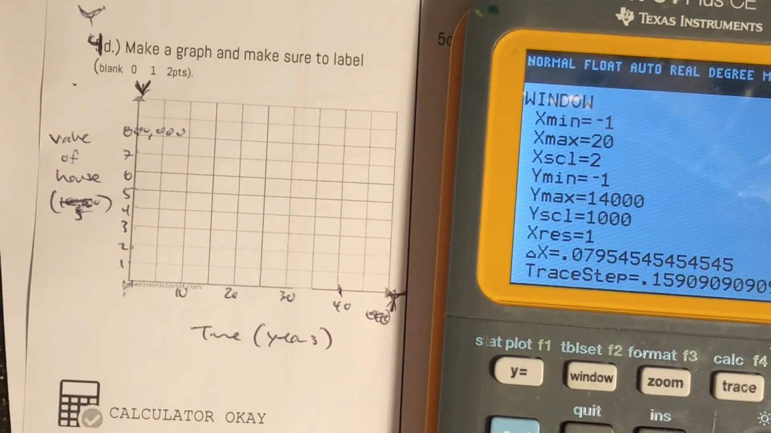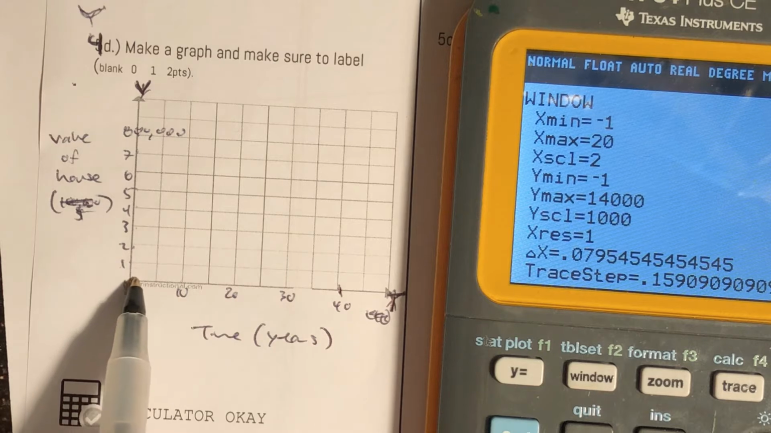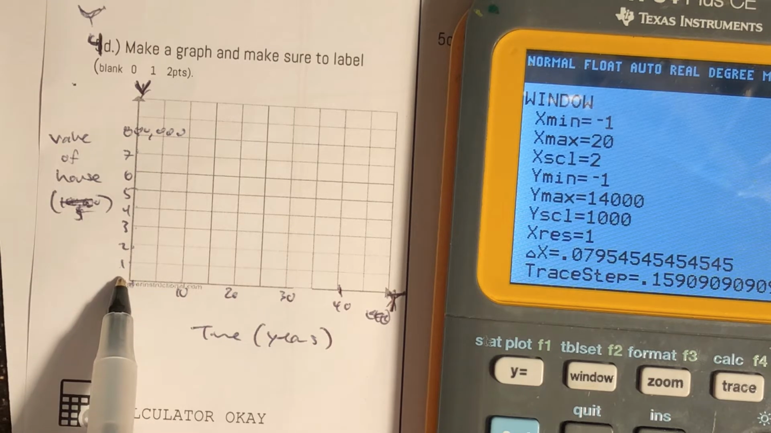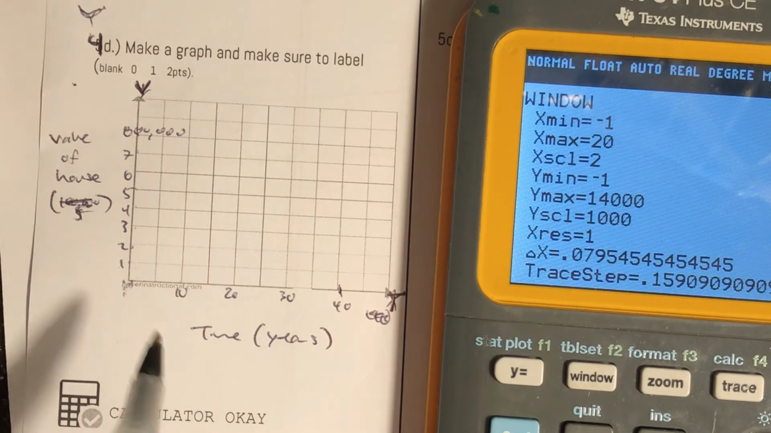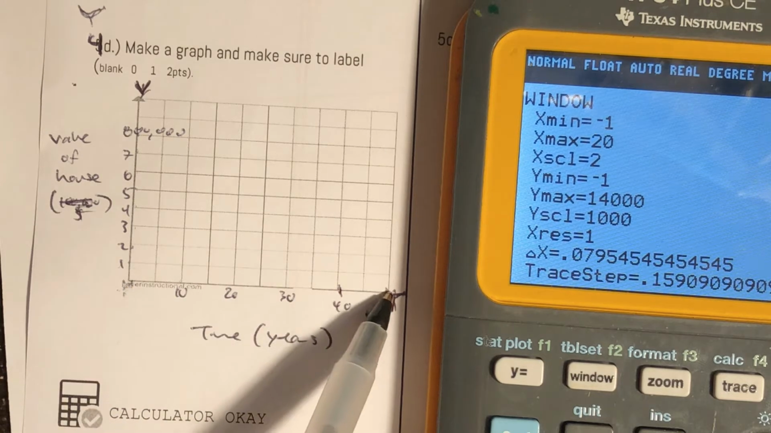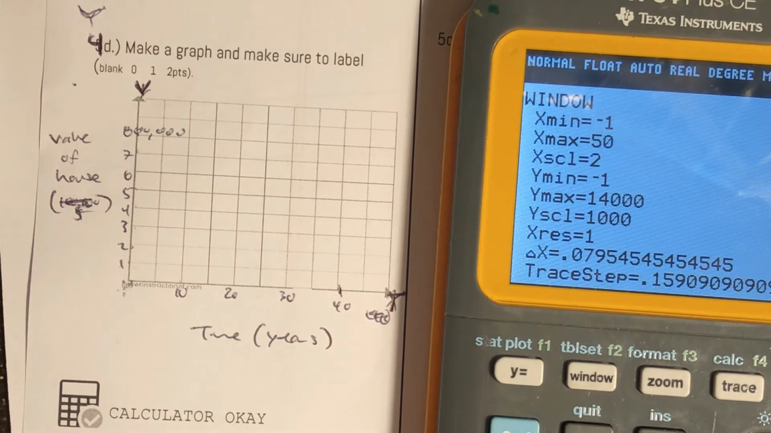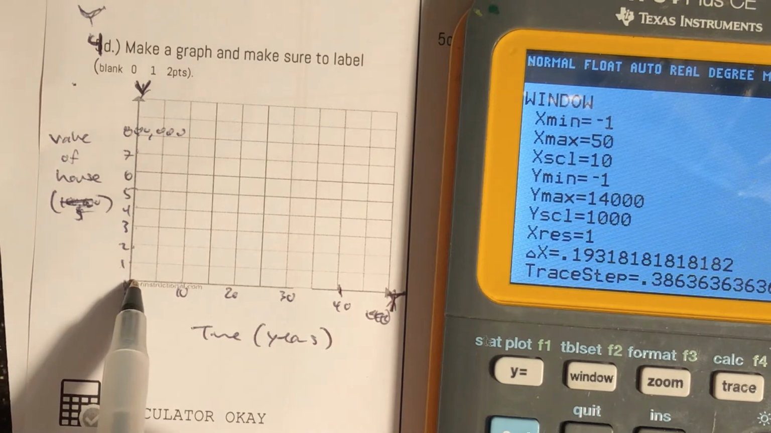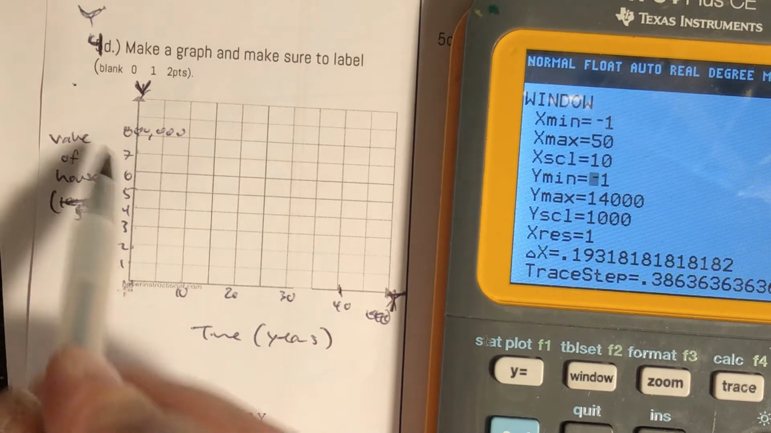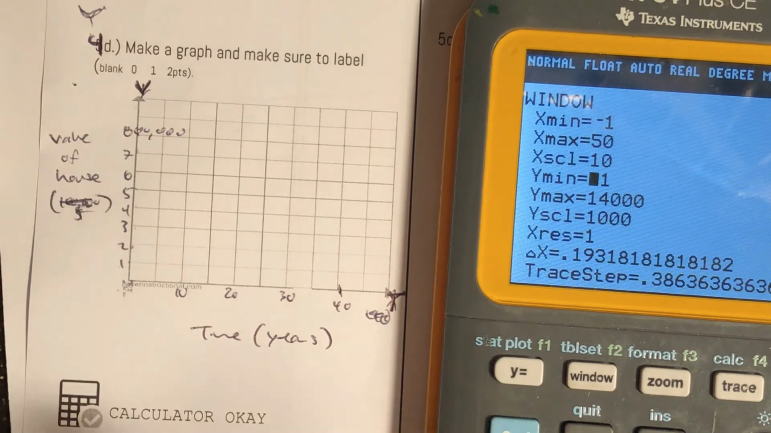X minimum is going to be like -1 or 0. The reason we call it -1 is you just want to show a little bit of it. X max, let's go to 50, and we said we count by tens. Y minimum, again, you want to do a little bit below. Y max, you can put 800,000.